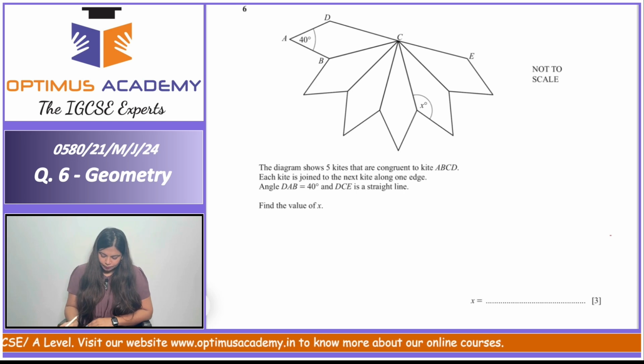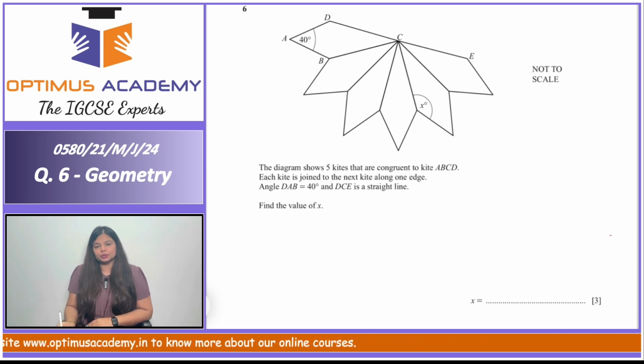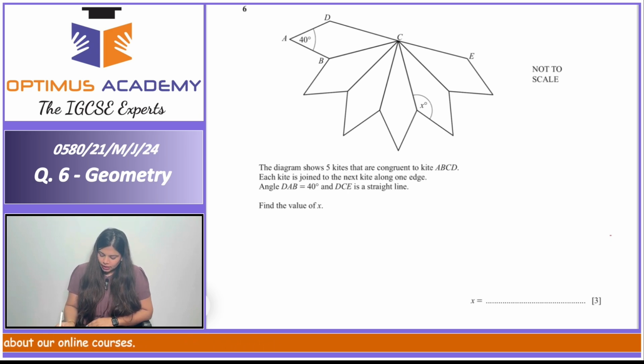Going to question 6. Question 6 states that the diagram shows 5 kites that are congruent to kite ABCD. That means there are 6 kites in total. Each kite is joined to the next kite along one edge. Angle DAB equals 40 degrees and DCE is a straight line. Find the value of x.